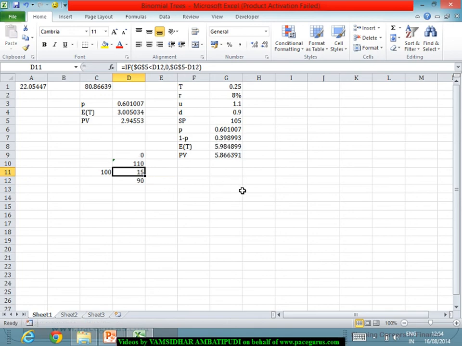From here again I can derive the probability that the value is going to go up or down, and from there the same logic will give me the worth of the put option using the one period binomial tree model. Right, so this is how we can use the risk free valuation model.